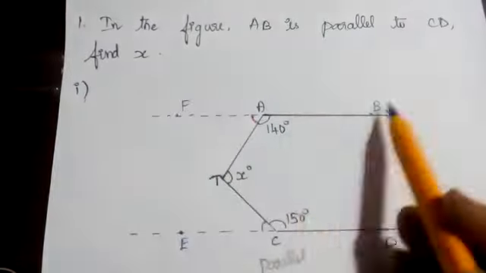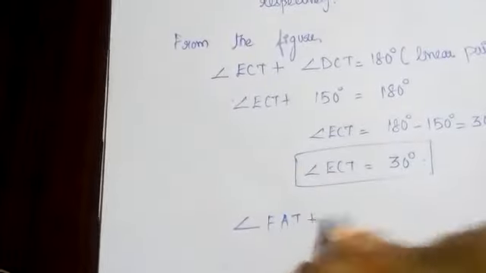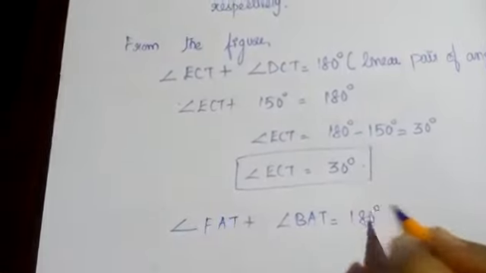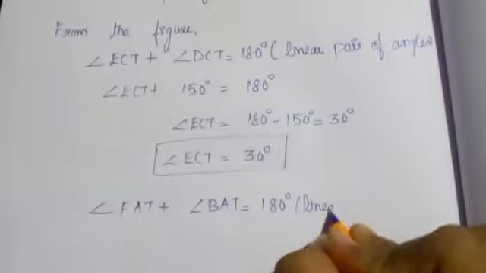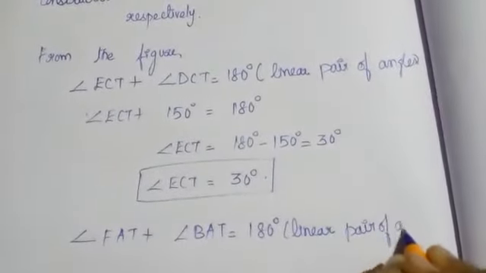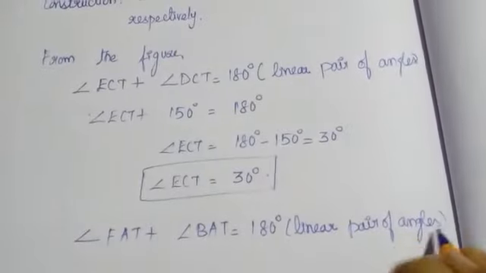Angle FAT plus angle BAT is equal to 180 degrees. Why? Because they are a linear pair of angles. The adjacent angles so formed on a straight line are called a linear pair of angles, and their sum is always equal to 180 degrees.